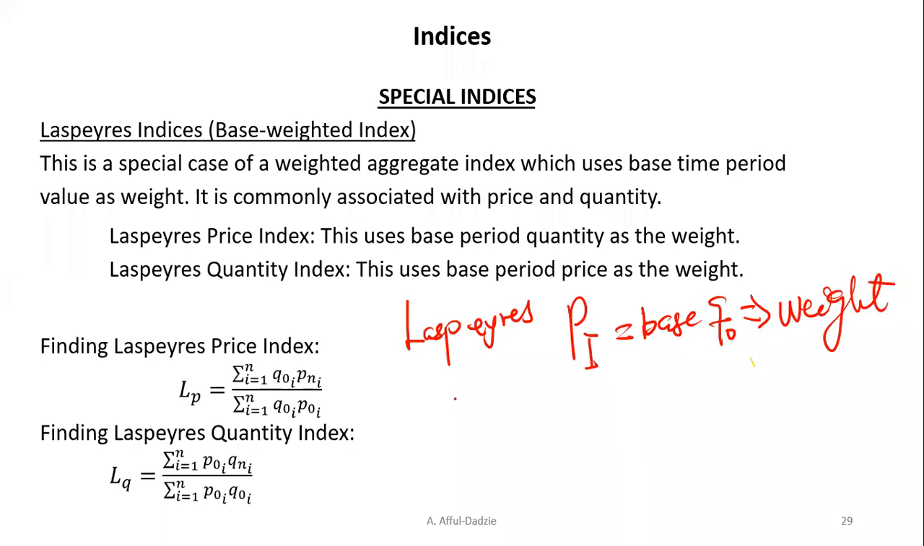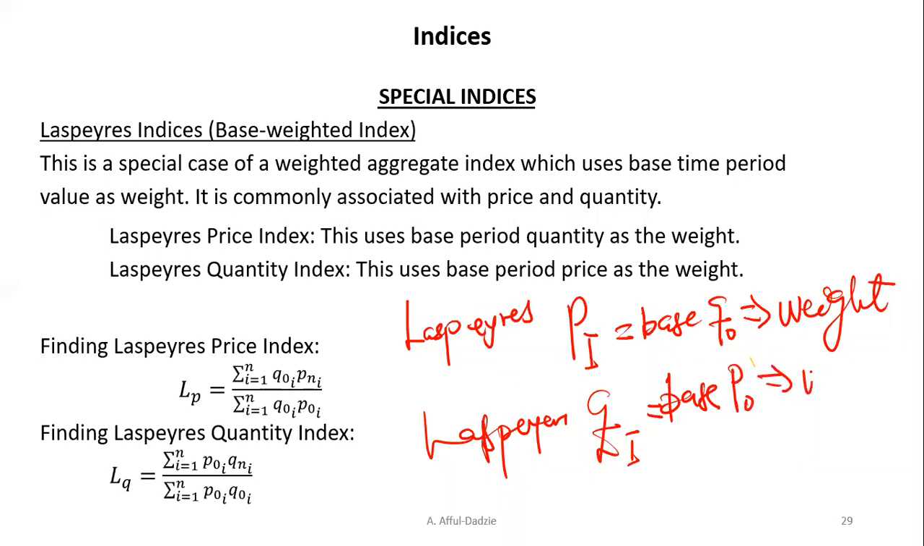And when you are finding the Laspeyres quantity index, who can tell me what will be the weight now? The base what? The base prices. Exactly. The base prices would be used as the weight. That's just simple. That's why it is called the base weighted index. So if you are finding the price index, then the respective base quantities would be the weights. If you're finding the quantity index, then the respective base prices would be the weights.